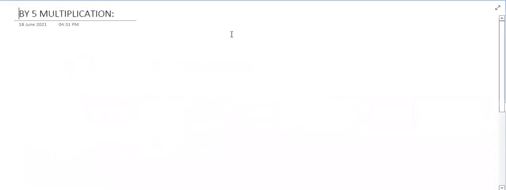Okay. Next, multiplication by 5. Multiplication by 5, a very, very important one. See here. Any number into 5. Instead of multiplying by 5, what we can do? We can just divide it by 2. See how it is possible. Suppose for any number, if I multiply and divide by the same number, is there any change in the number? No, sir. No change means I can multiply by 2 and I can divide by 2.